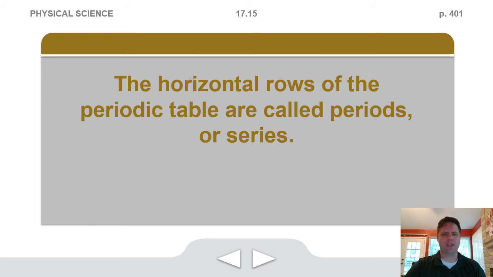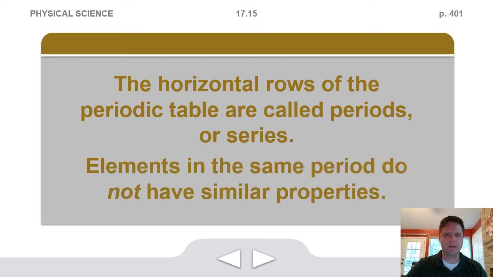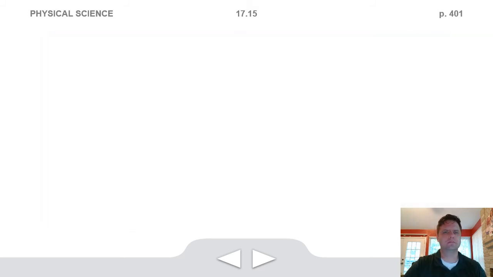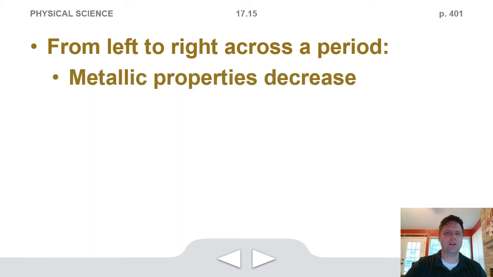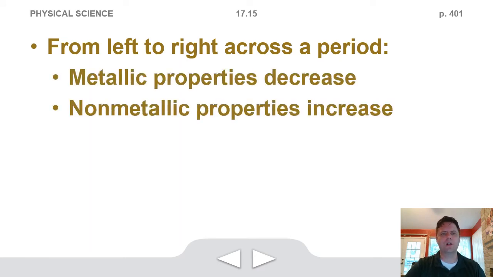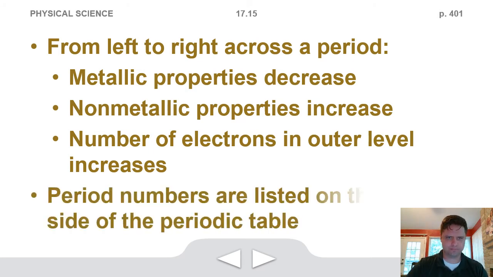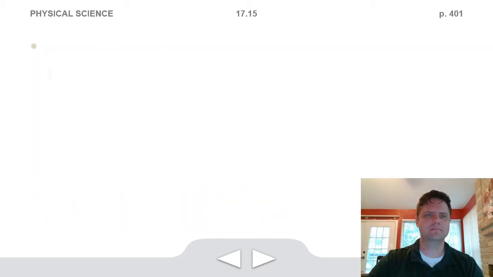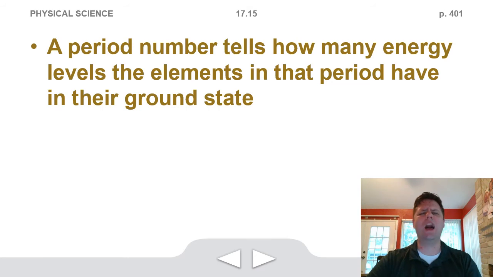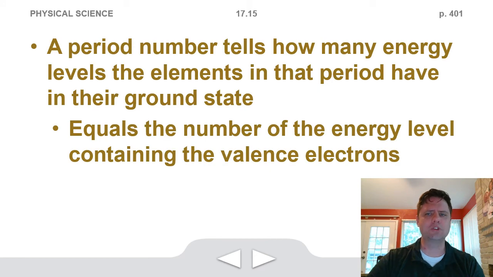So the horizontal rows of the periodic table are called periods or series, and elements in the same period do not have similar properties. From left to right across a period, metallic properties decrease while non-metallic properties increase. The number of electrons in the outer level increases as we move from left to right. The period numbers are listed on the left side of the periodic table. Now, a period number tells you how many energy levels the elements in that period have in their ground state, and it equals the number of the energy level containing the valence electrons.